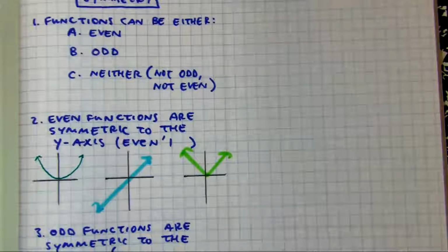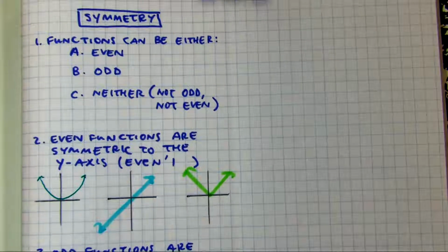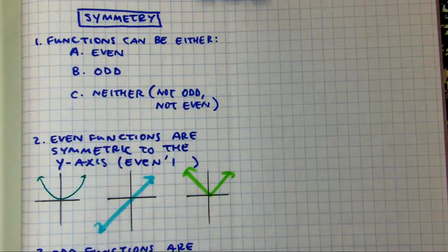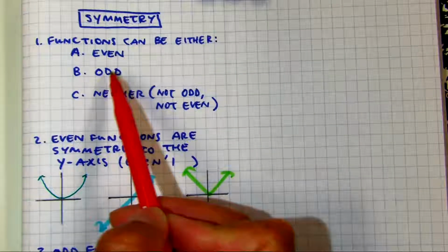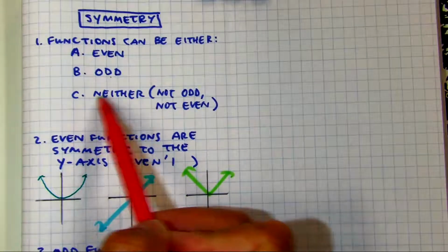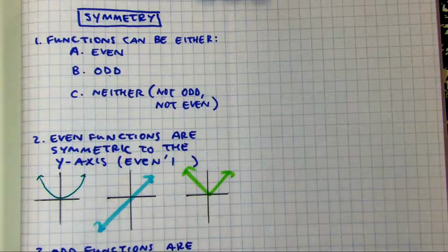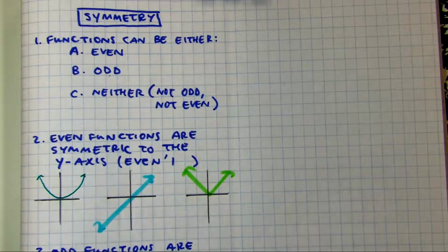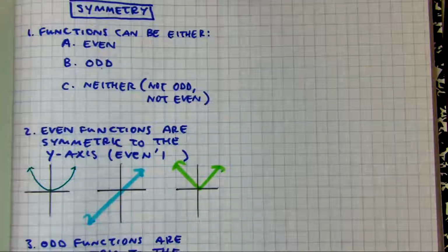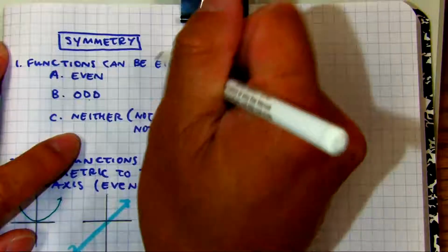Talking here about symmetry. Functions can be defined as either even, odd, or neither, meaning it's not even, not odd. So, when you think about symmetry graphically, draw a smiley face.